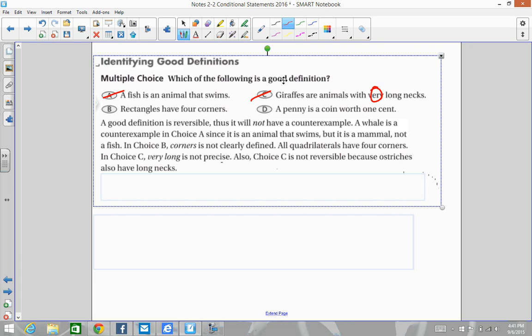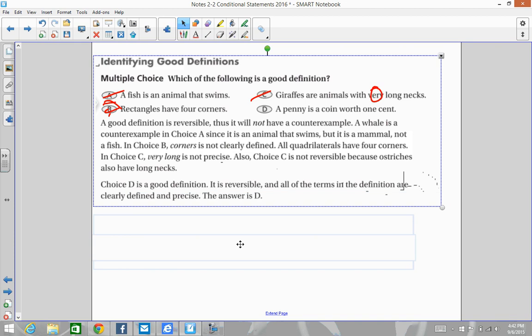Part B, which was rectangles have four corners. What's a corner? We could be real specific about that, or you could be real vague. Somebody may not know what a corner is, and so that's not necessarily a good definition, as opposed to saying a right angle, which we have a definition for. So that one's out also. And we look at D. A penny is a coin worth 1 cent. So if you have 1 cent, then you have a penny. It kind of goes both ways. So this is actually the better idea. Therefore choice D is our best version because it can go both ways. Everything's clearly defined. There's no vagueness in that. So D should have been the answer you picked.